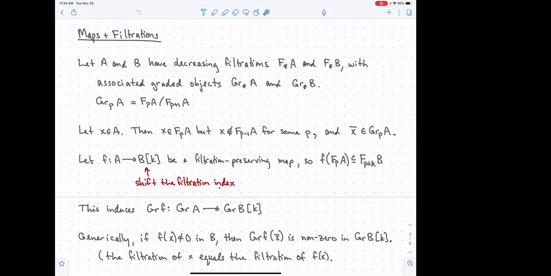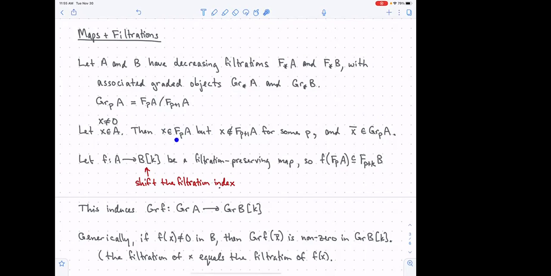So take an element x in A. I guess it better be non-zero. Then x is in some stage of the filtration, but not in the next stage. You have this decreasing sequence of subgroups, and you find the last one that contains x. Eventually, the subgroups go to 0, and so there's a last one that contains x. That's why I need x to not be 0. So F^p is the last. Do I have this the wrong way around? Yeah, I think I want this to be F^(p+1). Okay, great.